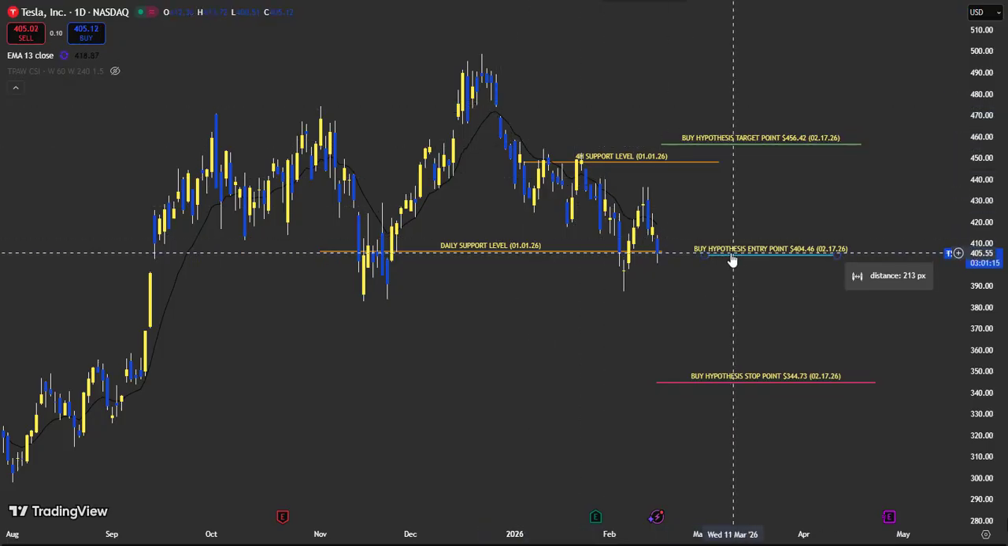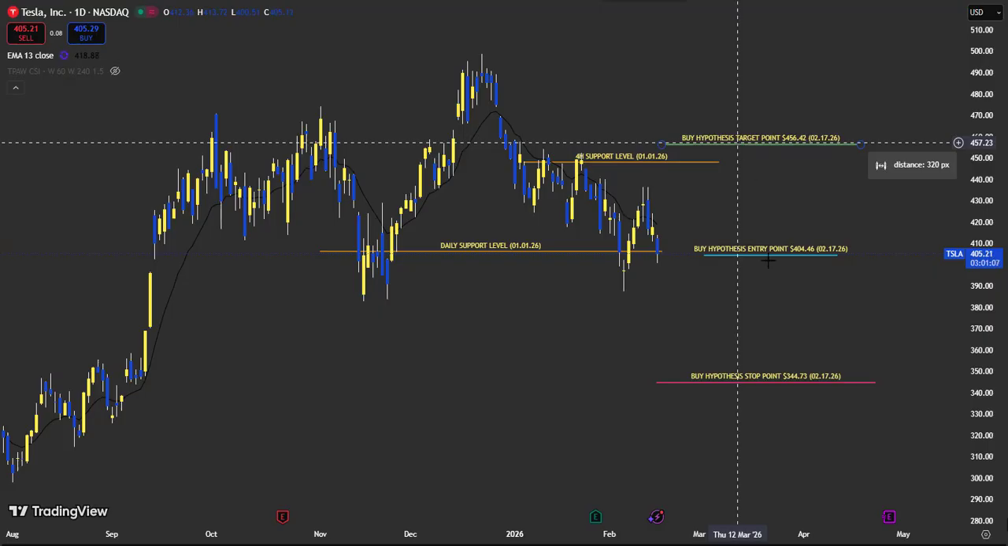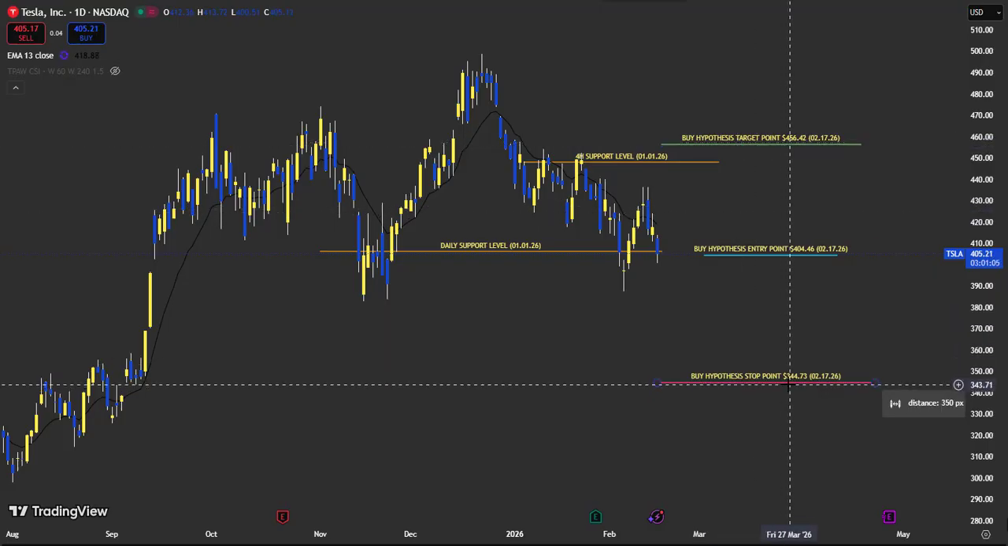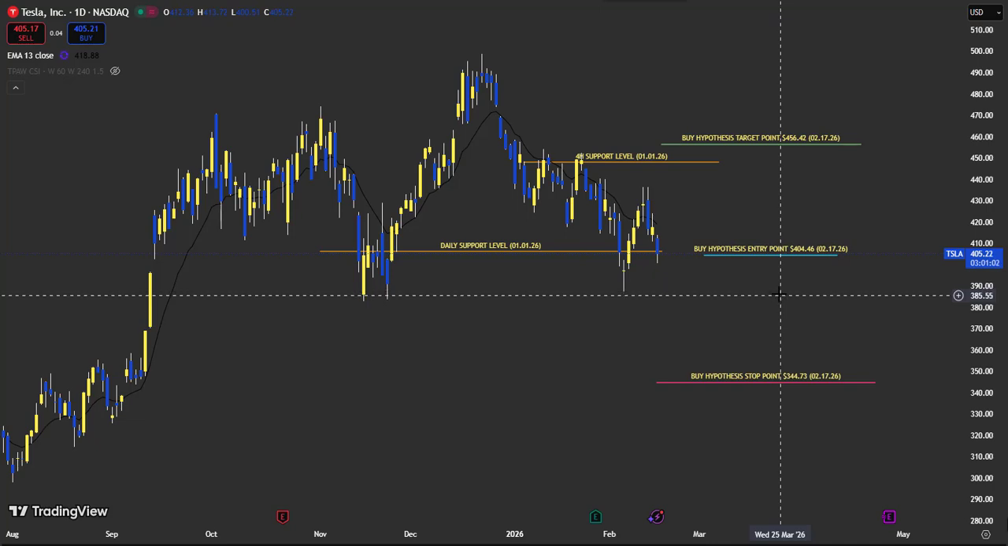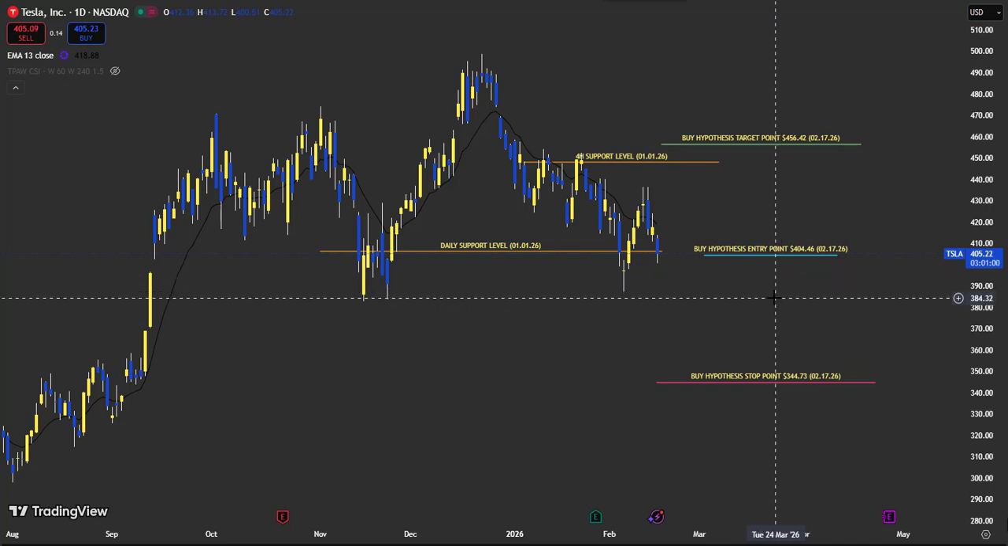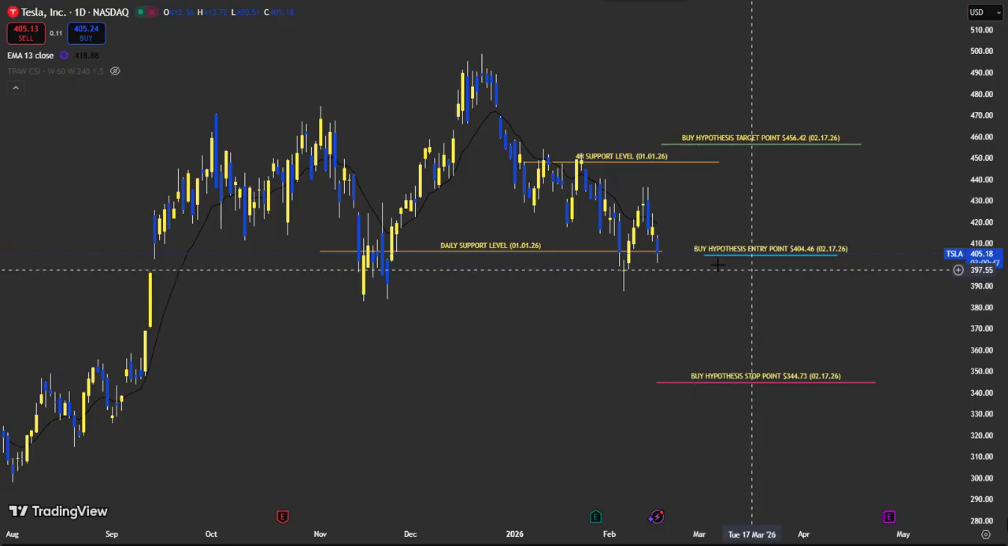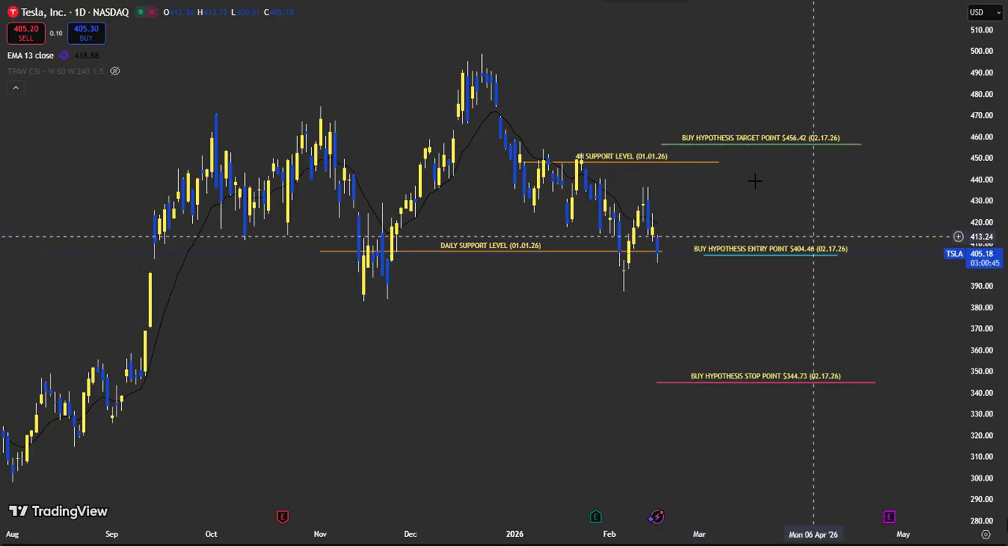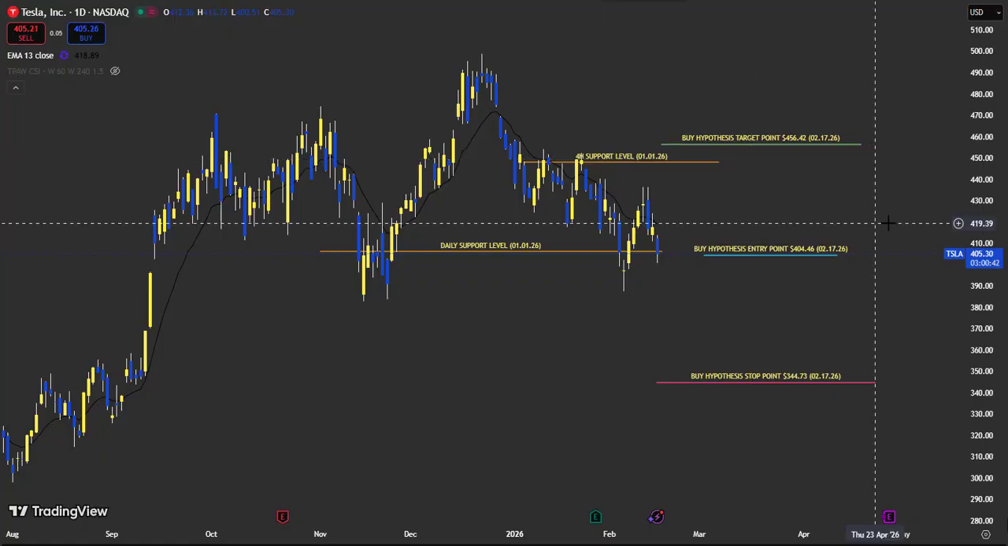So we're going to take a buy on Tesla right now at the 404.46 area with a short-term target of 456.42 and a downside stop out of 344.73. Now if price does go against us on this and it closes below 386.47, then I'll consider an exit off of a pullback. But currently I'm going to say we're long on Tesla with the expectation for at least a short-term move to the high side.